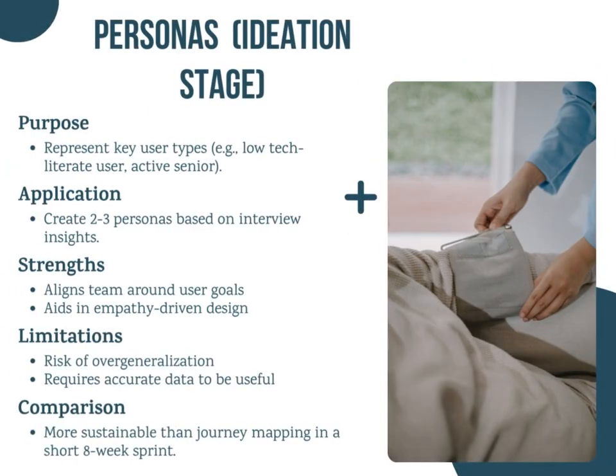Moving to the second UX technique, which is personas. In the ideation stage, I created personas to represent different user types, for example, a tech-savvy senior versus one with minimal digital experience. Personas help align the team on user goals and keep the design empathetic and focused. But there's a risk of overgeneralization, so I limited the personas to just 2 based on actual interview insight. They are also more efficient than journey maps during a short 8-week sprint.